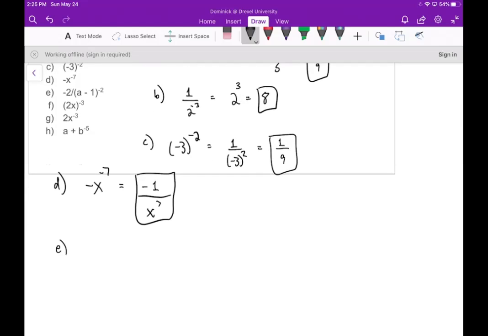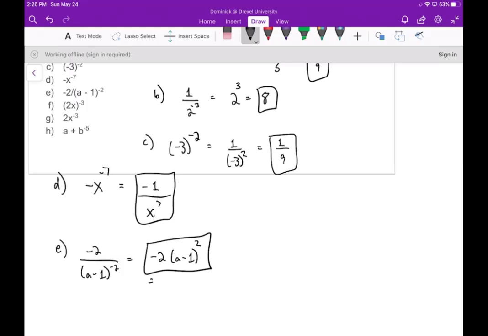Part E, we have negative 2 over a minus 1 to the negative 2. So we need to bring the a minus 1 up top. That becomes a minus 1 squared. I guess we could even just leave this one like this. We could always FOIL out a minus 1 and continue forward, but the idea of the negative exponents is what I want to emphasize here.